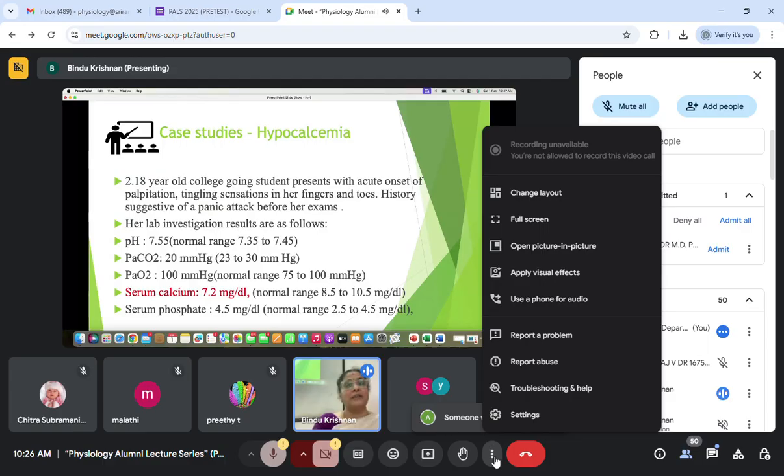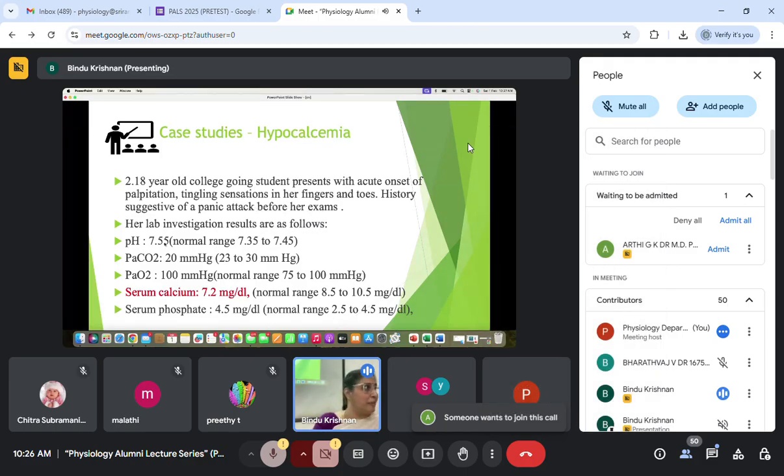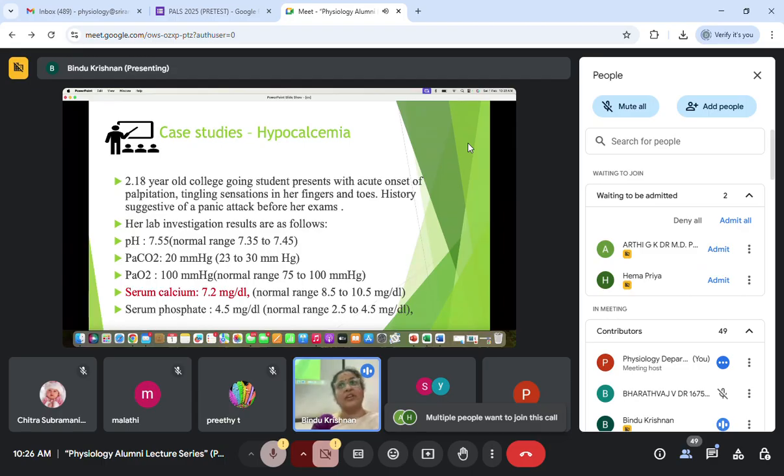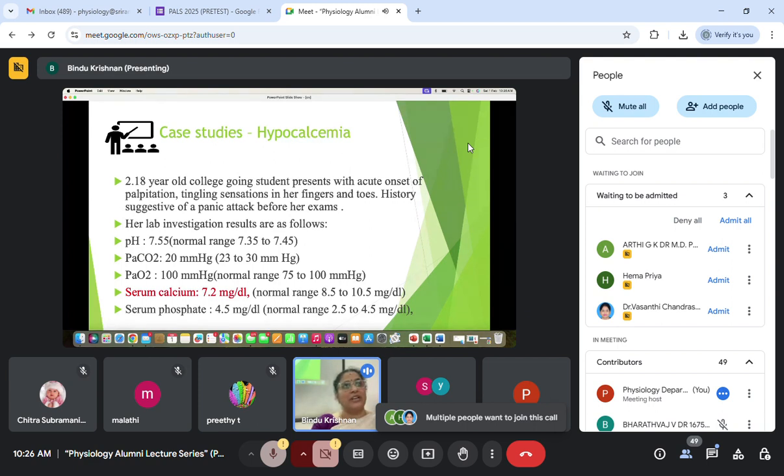I have one more case scenario where an 18-year-old girl presents with onset of palpitation and a tingling sensation in the toes, but history is suggestive of a panic attack before her exams. Here again, you can see that the serum calcium level is low. But then what is the added thing here I have given is the pH is 7.55. So this is in relation to what I was mentioning in the previous slide. The level of plasma protein and the pH is very important when it comes to regulating the normal serum calcium level. So this I can leave as homework for you to figure out what exactly is happening, or if we have time at the end, we can discuss this further.